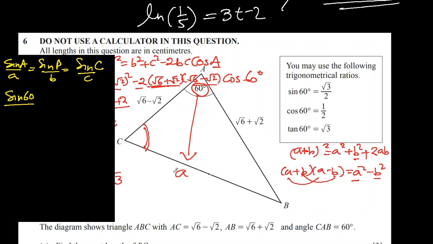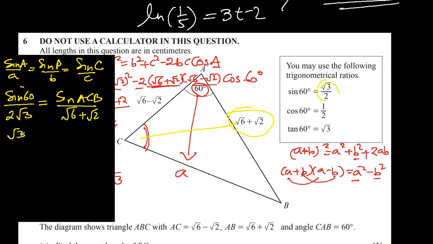over a, we just got it, 2 square root 3, equal to the angle we want to find, sine angle C, right? ACB over what is the side opposite to this angle? Square root 6 plus square root 2, right? Sine 60 is given here. Sine 60 is square root 3 over 2.